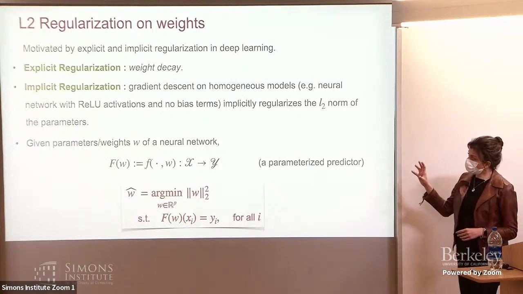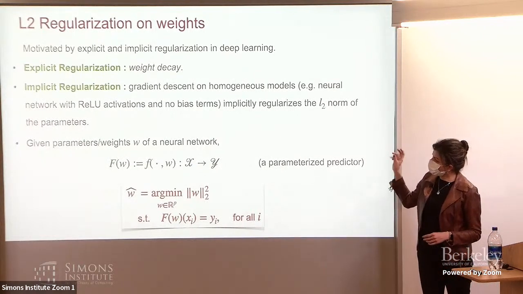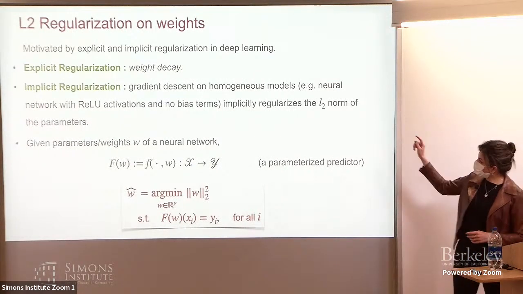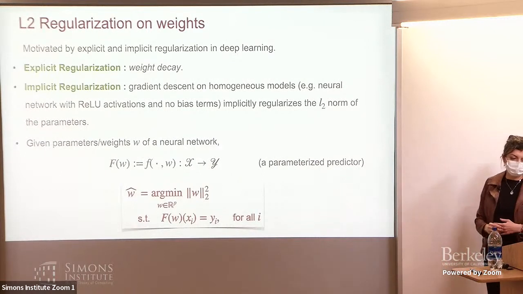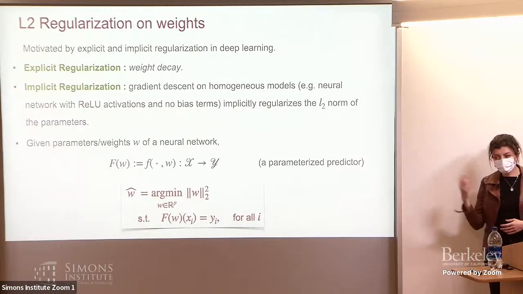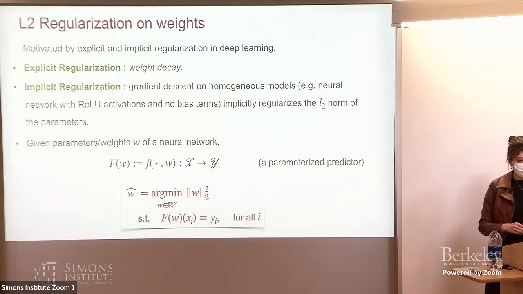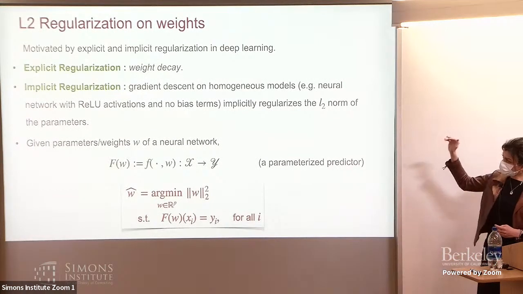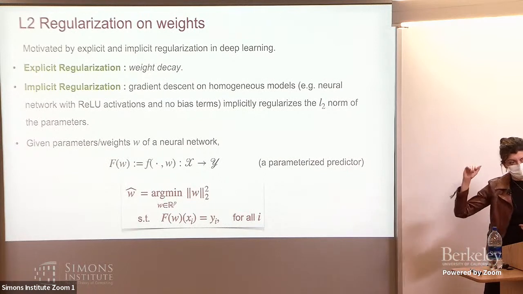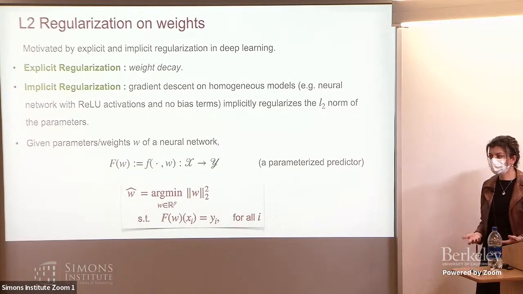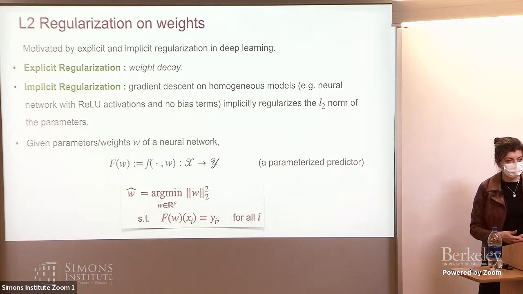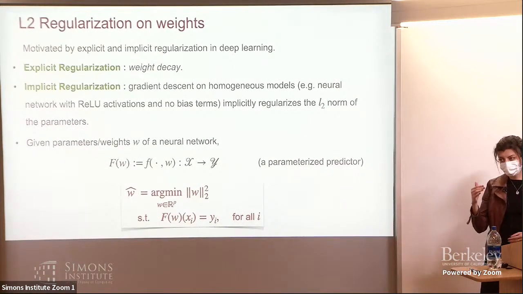Motivated by all this conversation about the implicit regularization, by the way, this is one of the results that I talked about, that gradient descent on homogeneous models implicitly regularize the L2 norm of the parameters. And even if we don't think about the implicit regularization, there's this idea of explicit regularization, which in practice we do weight decay a lot of the times, that we try to minimize the training loss, but also we try to use the weight decay.